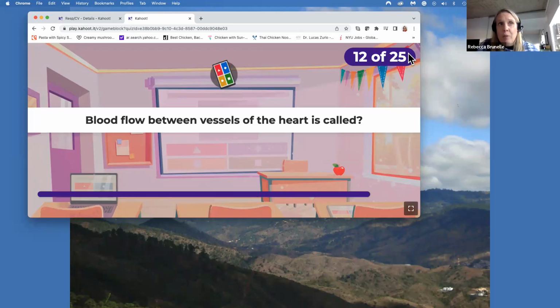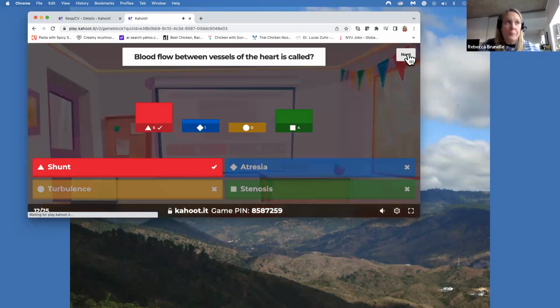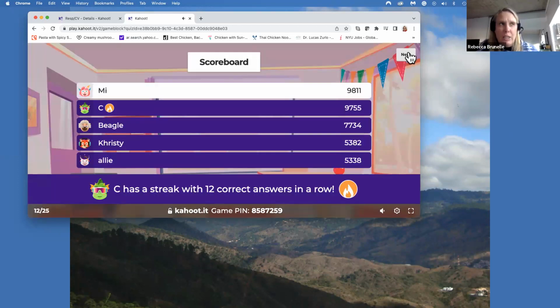Blood flow between vessels of the heart is called a shunt, turbulence, atresia, or stenosis? So that's your shunt. It can also be between 2 different chambers, like the atrium or the ventricle, but very good. Think about left to right shunt causing increased pulmonary blood flow: your ASD, VSD, and your PDA.